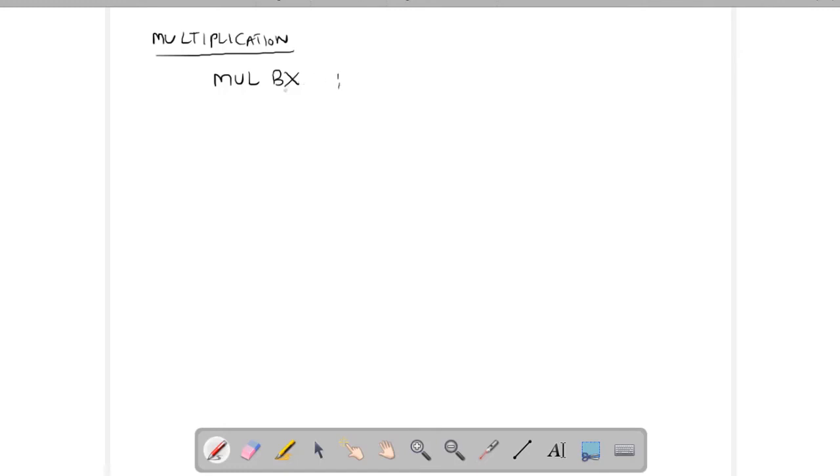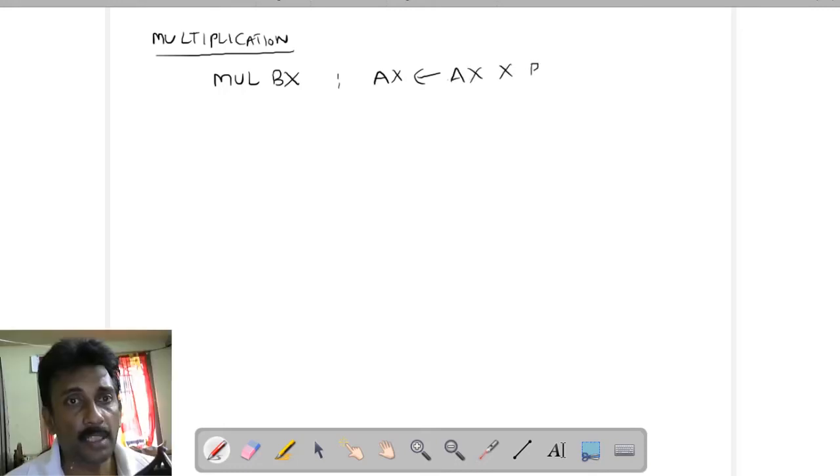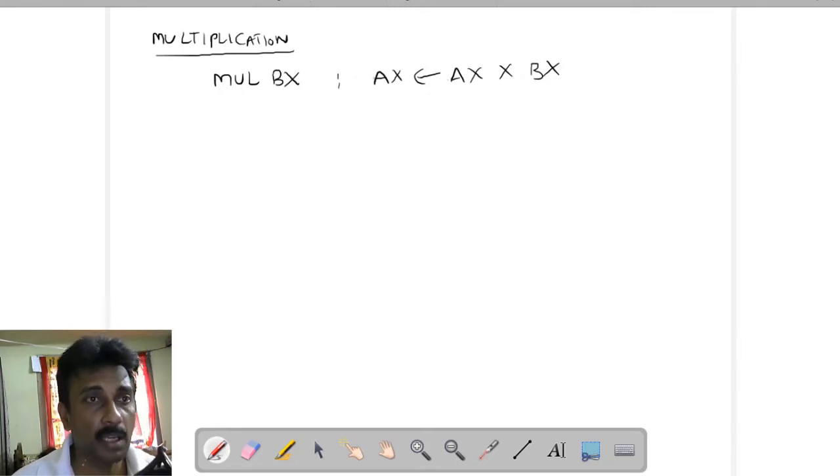but here we cannot write mul ax comma bx. That will not be allowed. The manufacturers, the designers, wrote this instruction like this, mul bx. That means that ax is updated after multiplying the value. Ax will be multiplied with the bx value and the result will be placed into the ax register.